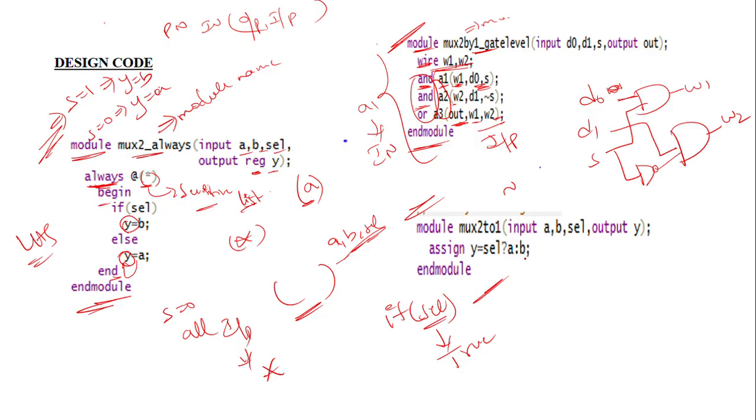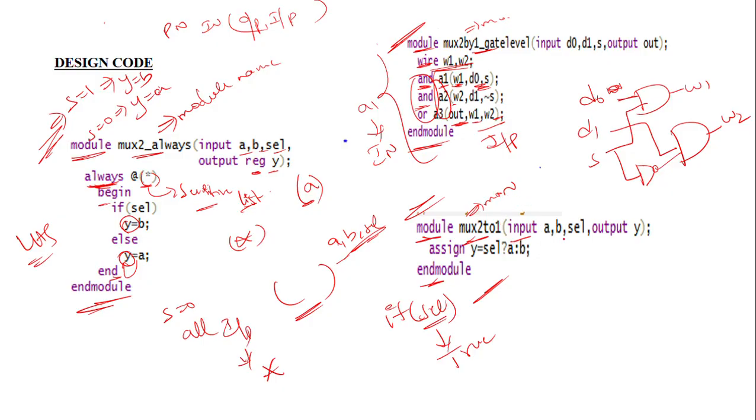Next we are going to do another modeling style. It is nothing but data flow modeling using the ternary operator or conditional operator. It is a very simple one among all of these. You can start with module and end with endmodule. This is our module name, Mux 2 to 1, like that.